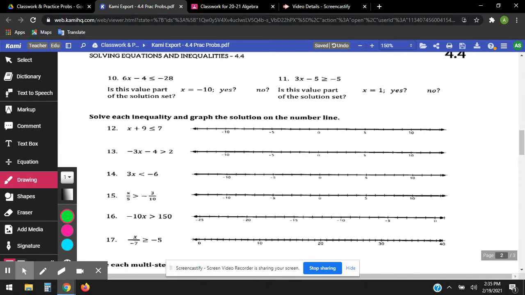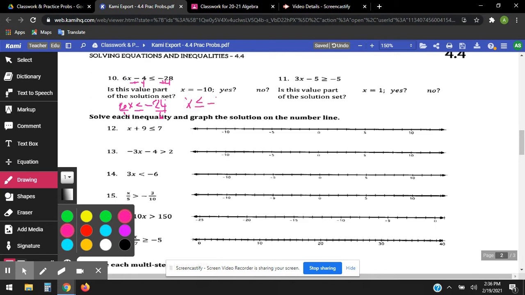Okay, for 10, 6x minus 4 is less than or equal to -28. First we have to add 4 to both sides. So 6x is less than or equal to -28 plus 4, which is -24, which means if I divide by 6, x is less than or equal to -4. So is -10 less than or equal to -4? Yes, it is. So that would be part of the solution.